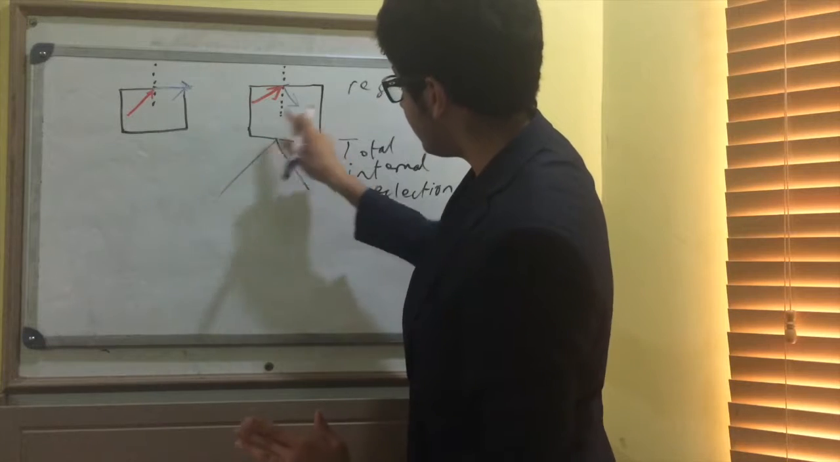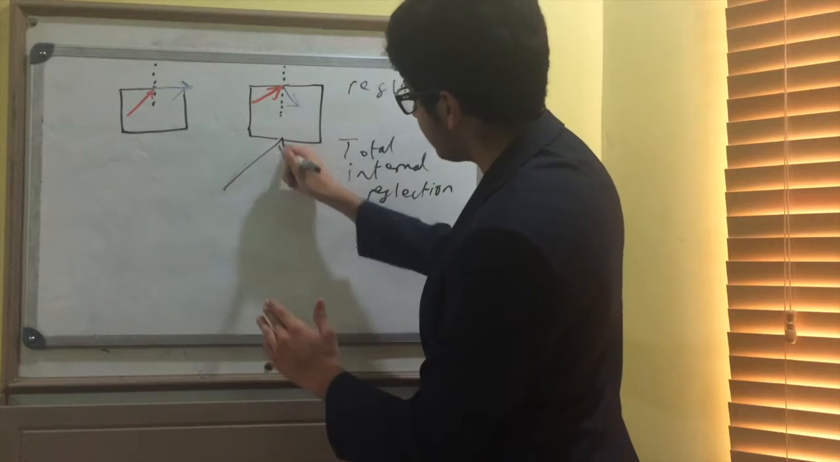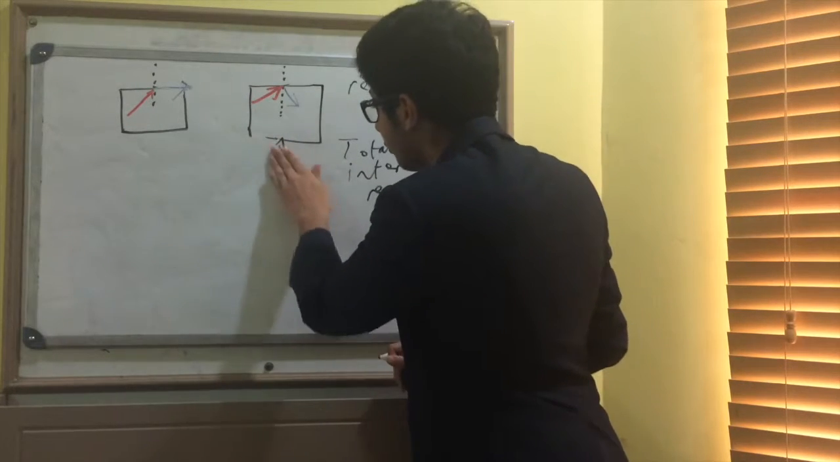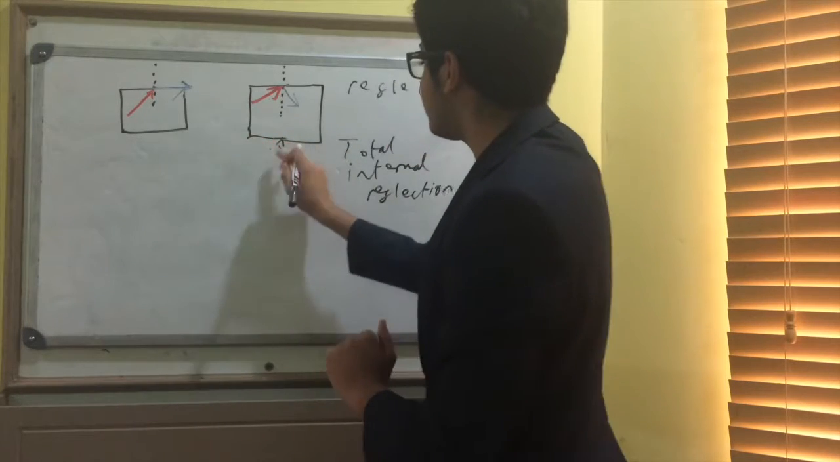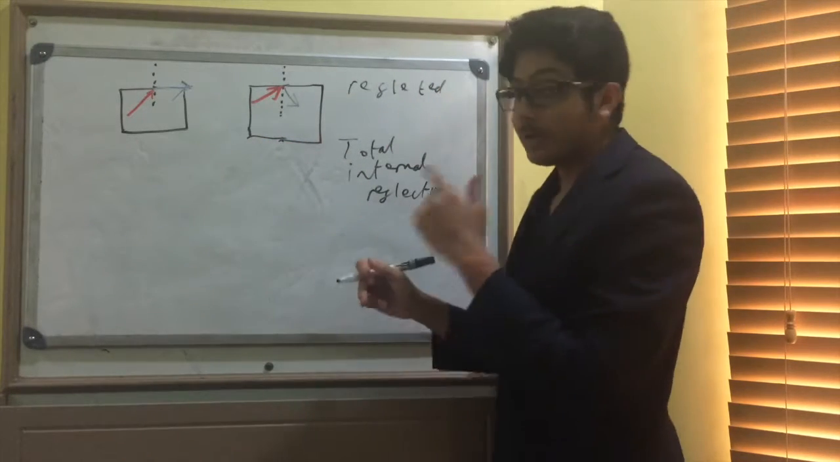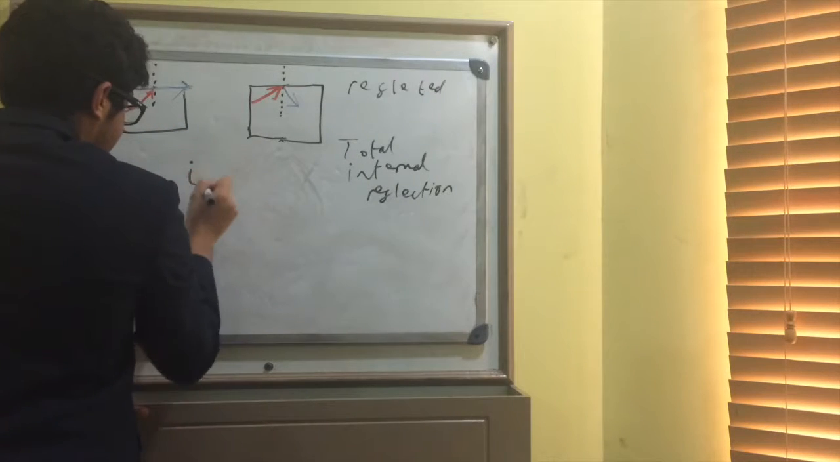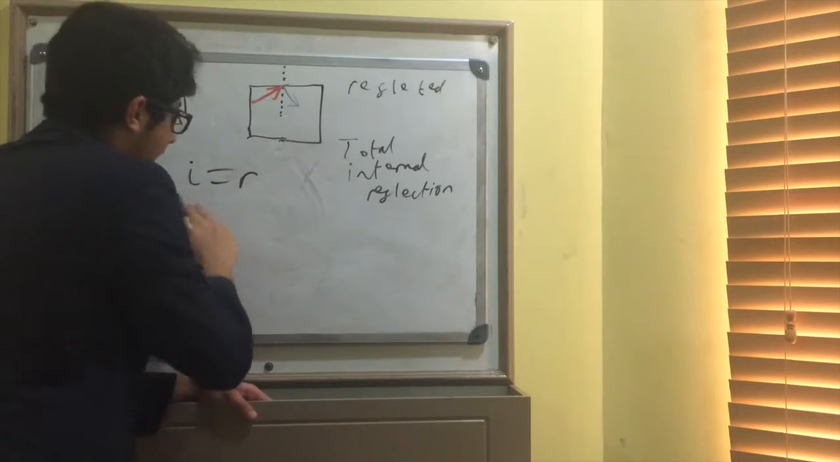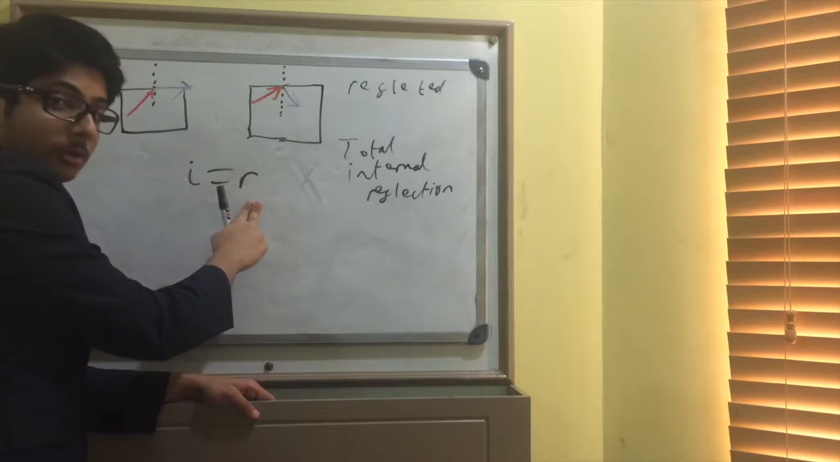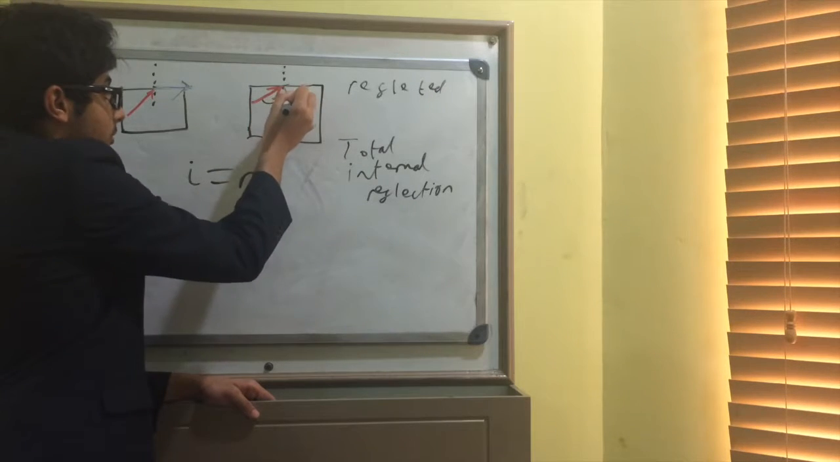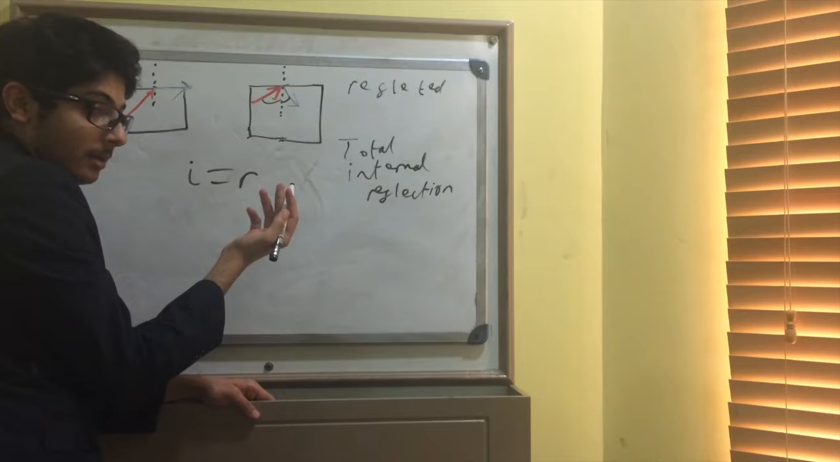Not like this, this is a mirror, and then that's the angle of incidence and it reflects. No, this is happening from within the object. So this is total internal reflection. And remember, in reflection, the angle of incidence always equals the angle of reflection. So this is going to equal this if it reflects.